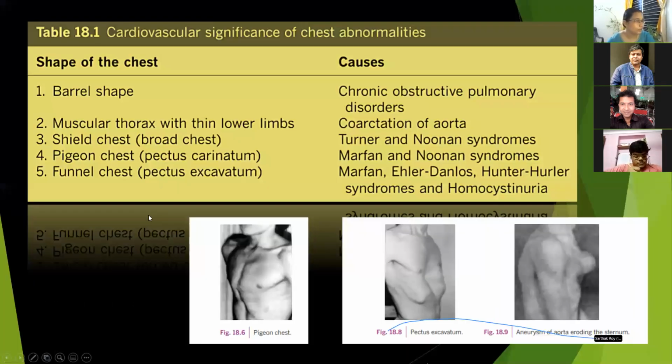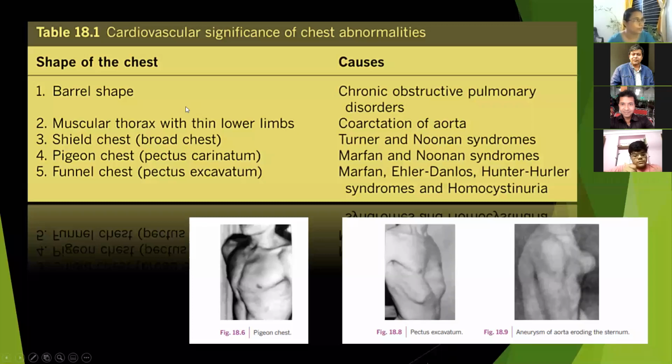So what will you see? The shape of the chest. The normal shape of the chest in an adult is bilaterally symmetrical. It is elliptical in shape with the transverse diameter more than the anteroposterior diameter, and the subxiphoid angle is about 90 degrees. So what happens in the barrel-shaped chest? In the barrel-shaped chest, due to hyperinflation of the lungs, the anteroposterior diameter will be more than the transverse diameter. It occurs in chronic obstructive pulmonary disorders. Why? Because there is hyperinflation and air trapping, so the lungs get hyperinflated.